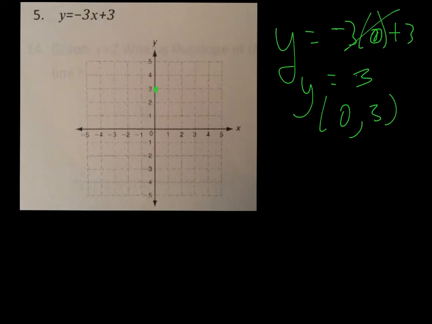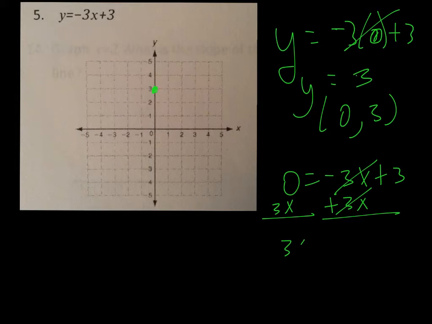That's going to be about right there. Okay, and the next thing I'm going to do is plug in 0 for y. So I get negative 3x plus 3. I'm going to add 3x to both sides. Alright, and I end up getting 3 times something is equal to 3. So divide both sides by 3, and x is equal to 1. So I get 1, 0, and 0, 3. So 1, 0 is going to be about right there. And what I can do is just draw a straight line between the two points, or the best I can. And that gives me the line of the equation.